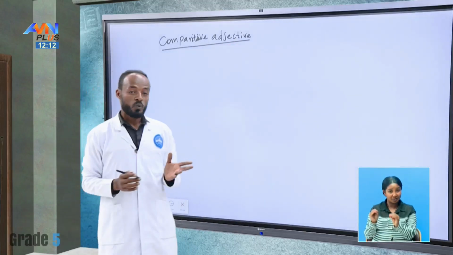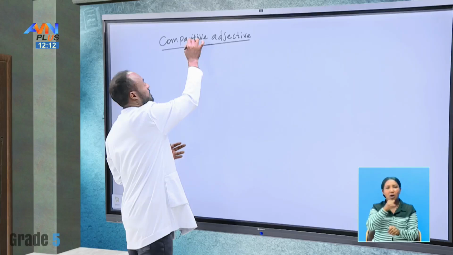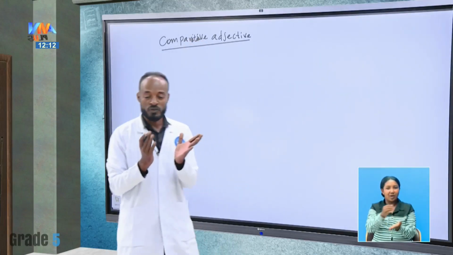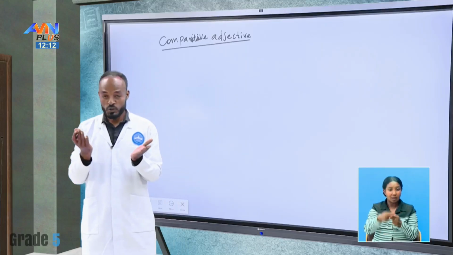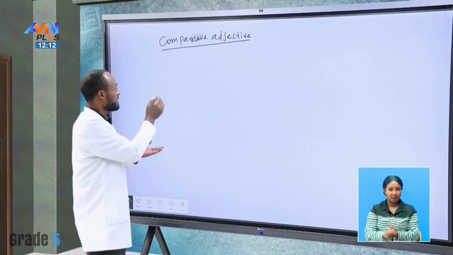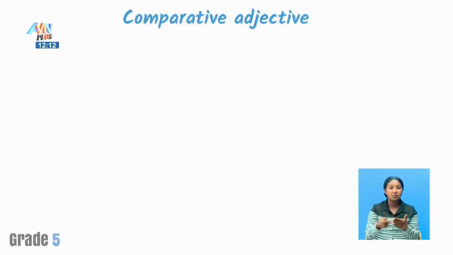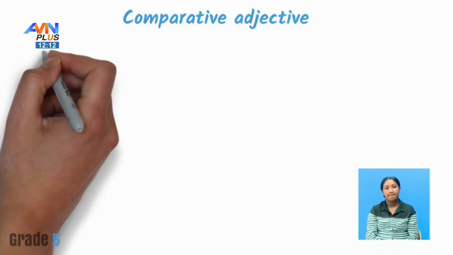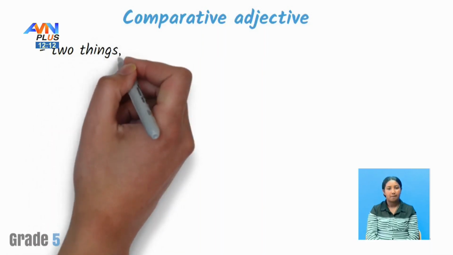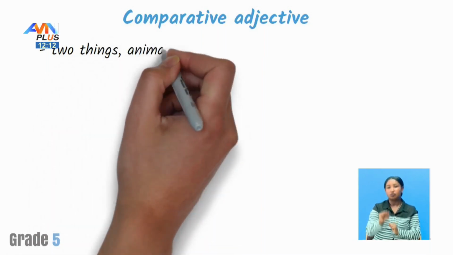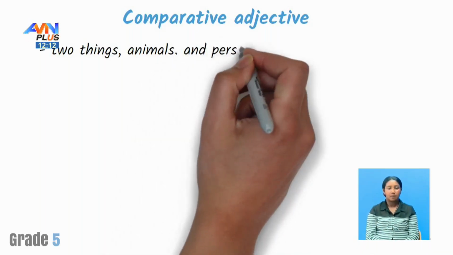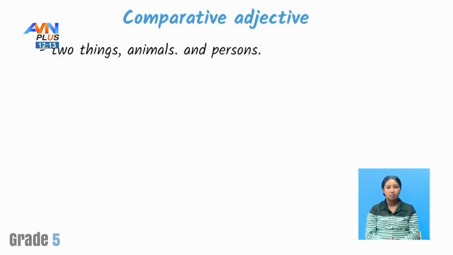Students, when do we use comparative adjectives? Comparative adjectives. We use comparative adjectives, as the name indicates, to compare two things. To compare what? Two things. To compare two animals, and also two persons.